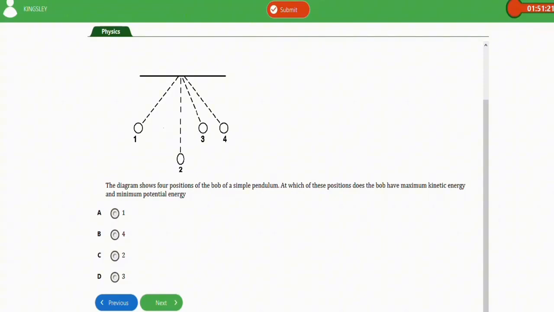So for this particular question, the correct option will be option C, which is 2. The bulb will have maximum kinetic energy and minimum potential energy at the middle bulb, this middle one here, 2, and the lowest one. So that's it for this question. Let's go to the next repeated question.